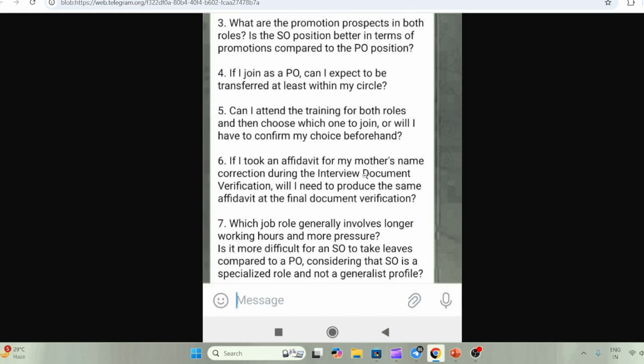If I took an affidavit for my mother's name correction during the interview document verification, will I need to produce the same affidavit in the final document verification? Yes, if you have that, you can show it. But wherever the mistake is, try to correct that mistake. Okay. Which role generally involves longer working hours and more pressure? That I have already explained. Is it more difficult for an SO to take leave compared to PO? For that, I cannot say anything. It depends on the bank policy. Consider that SO is a specialized role, not a generalist one. For this, I cannot say anything.